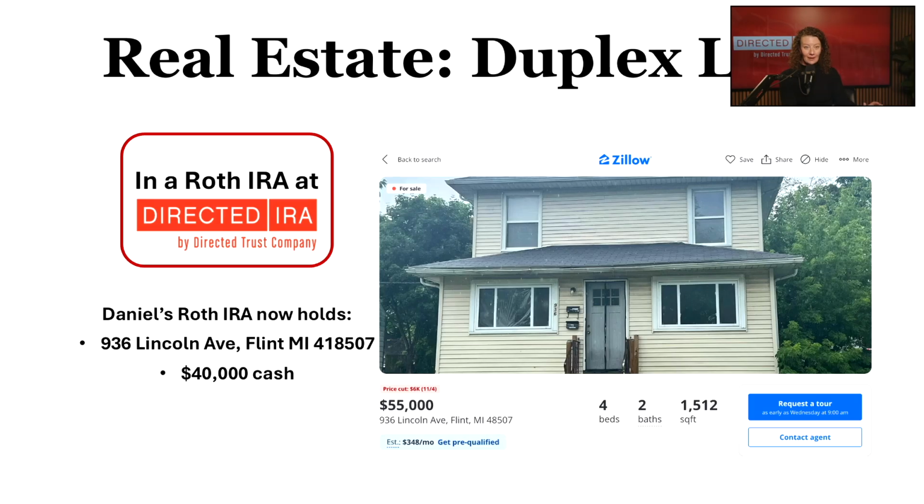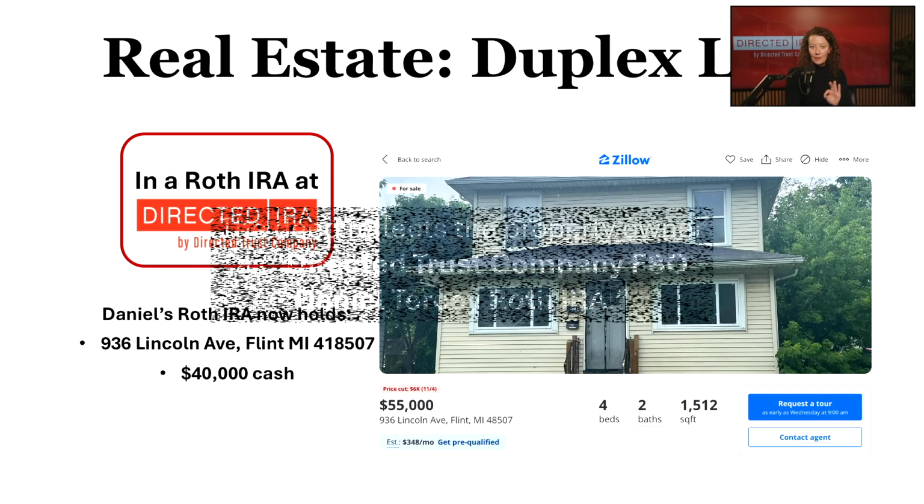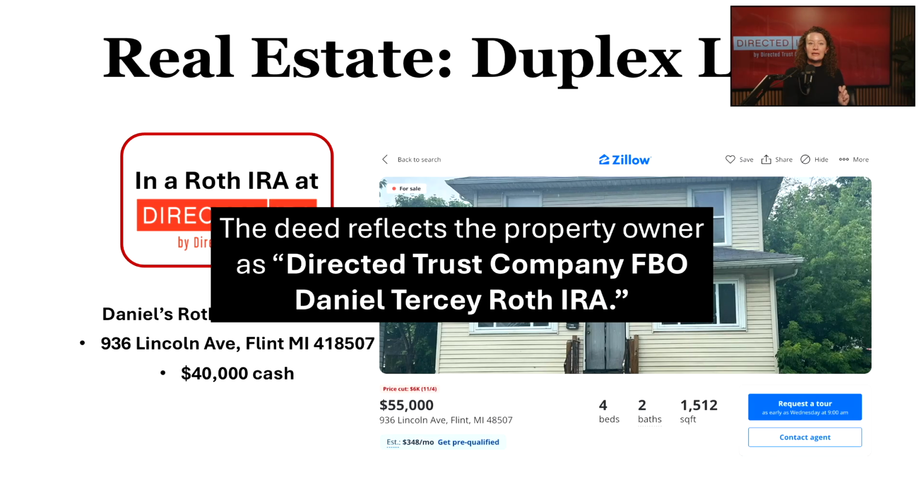So just to recap, you've got Daniel. He's got a Roth IRA. His Roth IRA now owns 936 Lincoln Avenue in good old Flint, Michigan. And he's got $40,000 in cash. That's what his Roth IRA has. But just to clarify one more time, the deed for this property that we see right here, 936 Lincoln Avenue, the deed is going to reflect the property owner as Directed Trust Company, FBO, Daniel Tercey, Roth IRA. The deed and the purchase agreement do not say Daniel Tercey as a single individual, okay?